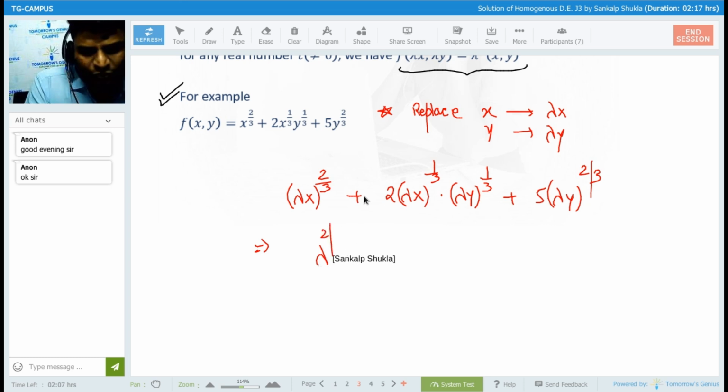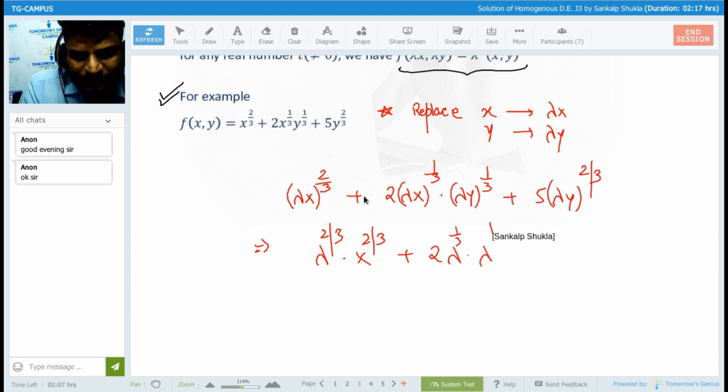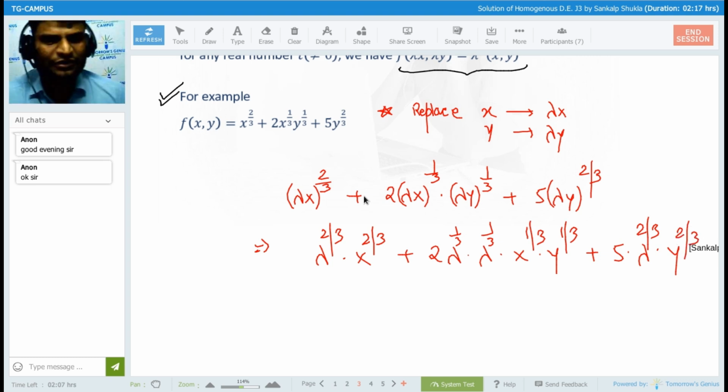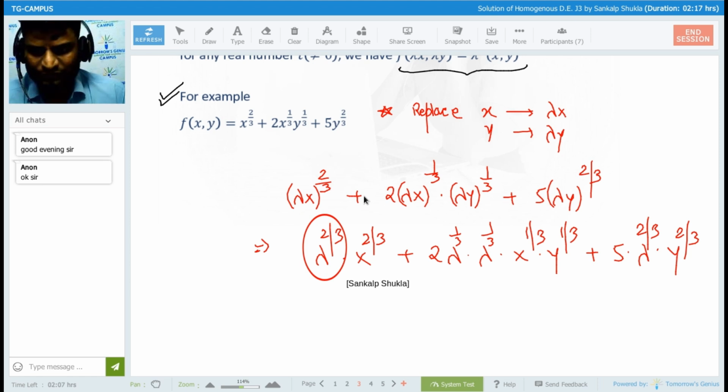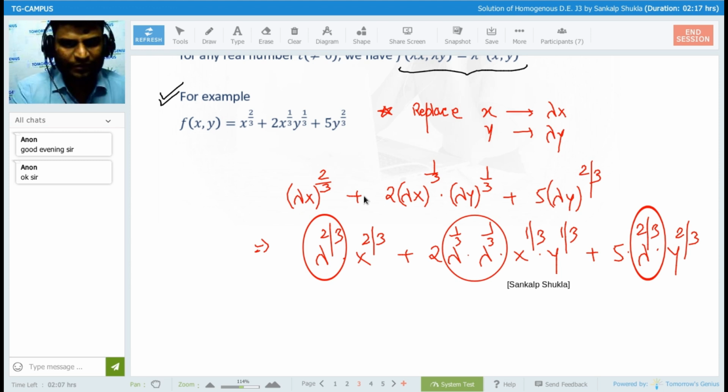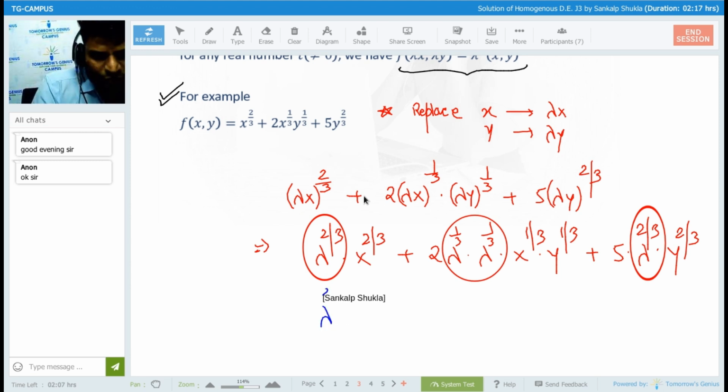Now we can say that lambda raised to the power 2 by 3 into x raised to the power 2 by 3 plus 2 into lambda raised to the power 1 by 3 into lambda raised to the power 1 by 3 into x raised to the power 1 by 3 into y raised to the power 1 by 3 plus 5 into lambda raised to the power 2 by 3 into y raised to the power 2 by 3. This will be the initial function. Now, can we take lambda raised to the power 2 by 3 as common? Entirely this is lambda raised to the power 2 by 3, so we can take it as common from the entire function, and now we are left with this.